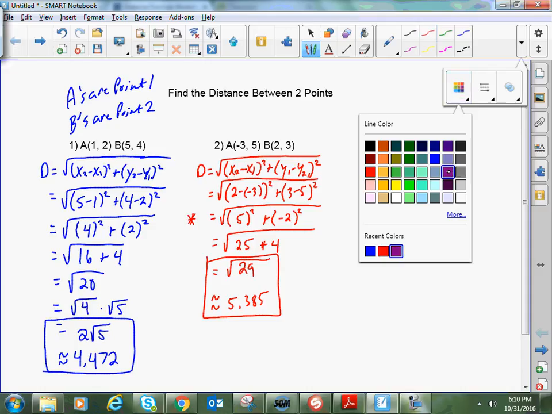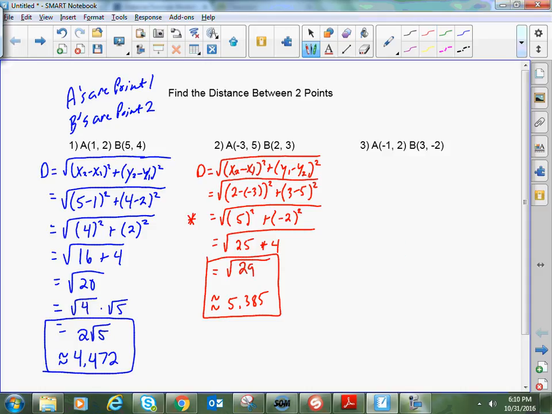So now let's take a look at the third one here. Once you've seen these two, you're probably ready to just race ahead of me now. But I'm going to go ahead and finish what I started. So start by writing the formula: x2 minus x1 squared, y2 minus y1 squared.